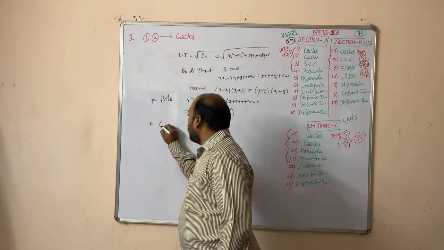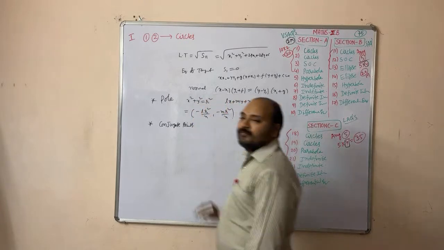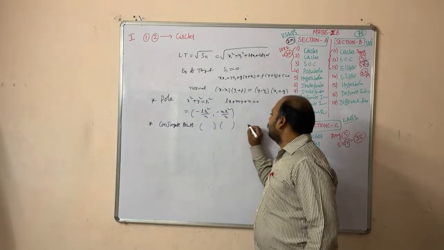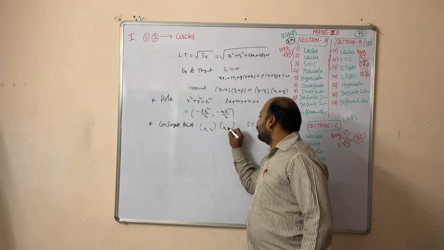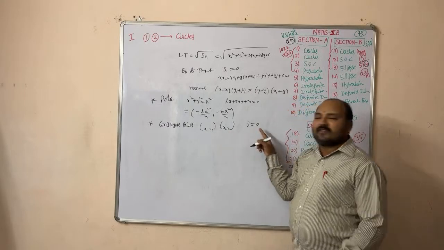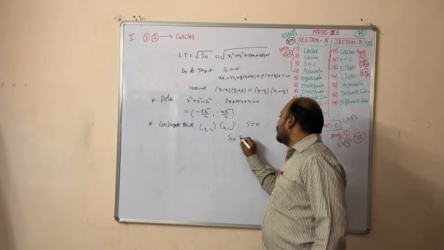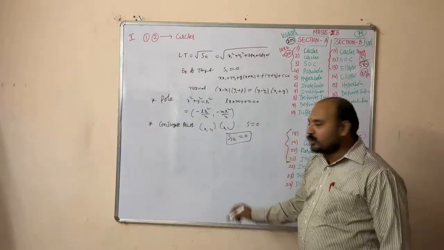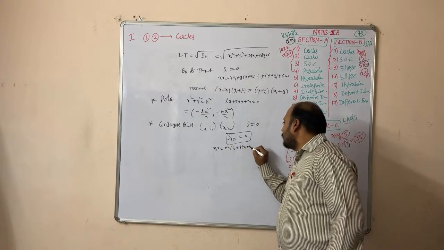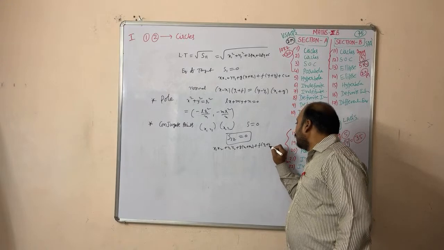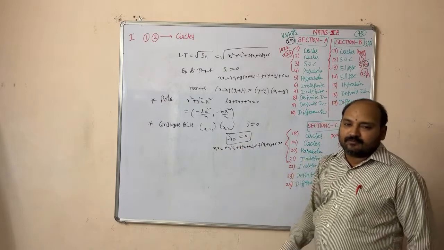Next, conjugate points. 2 points they will give and the circle equation also. These are x1, y1, x2, y2. So 2 points are given, one circle is given. They are asking to prove the points are conjugate. Simply prove that s12 equal to 0. What is s12? x1x2 plus y1y2 plus g into x1 plus x2 plus f into y1 plus y2 plus c equal to 0. If you prove this value is 0, the points are conjugate.